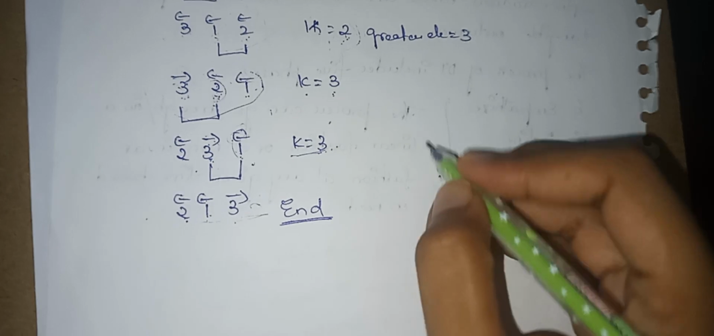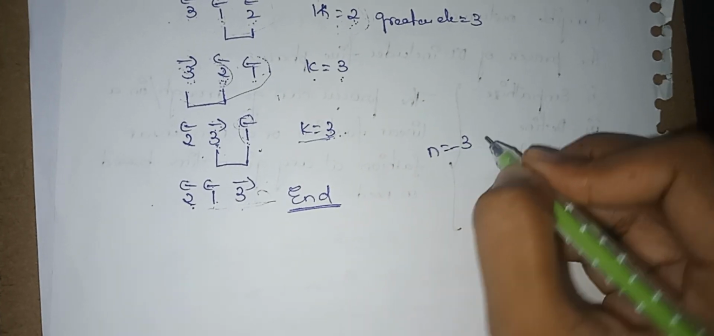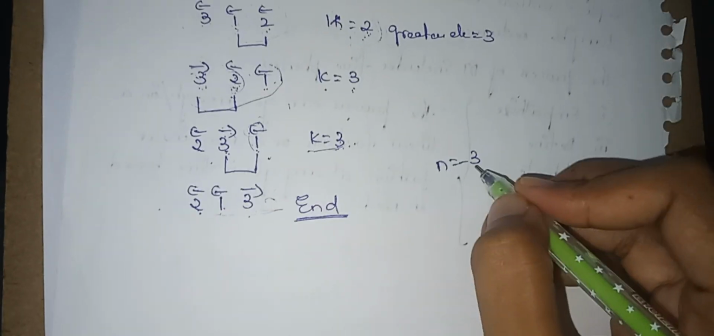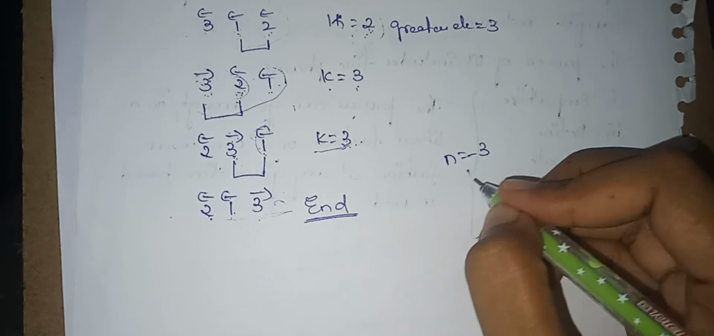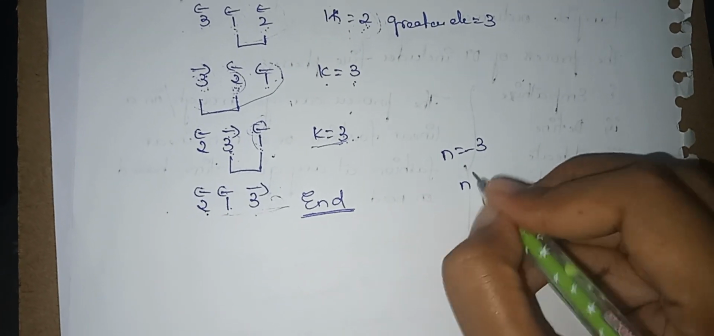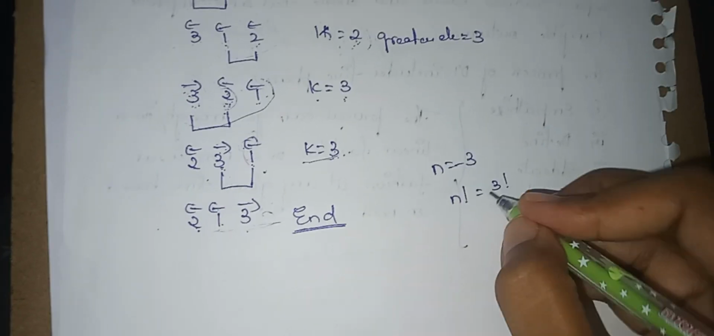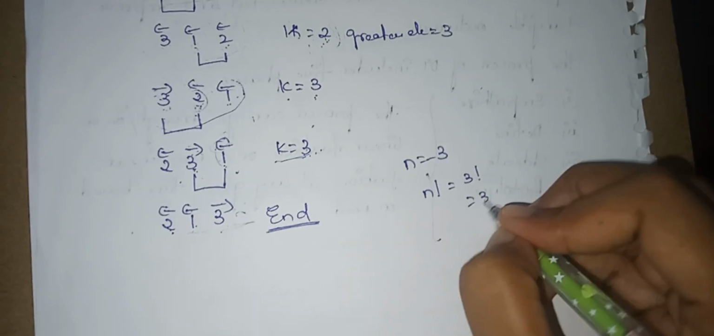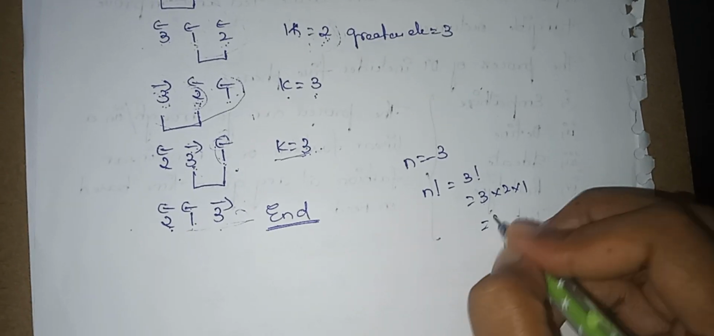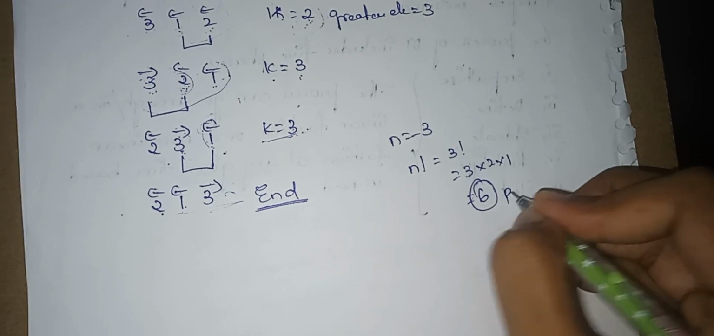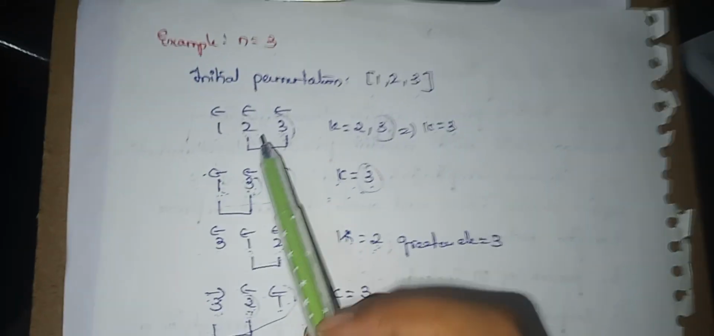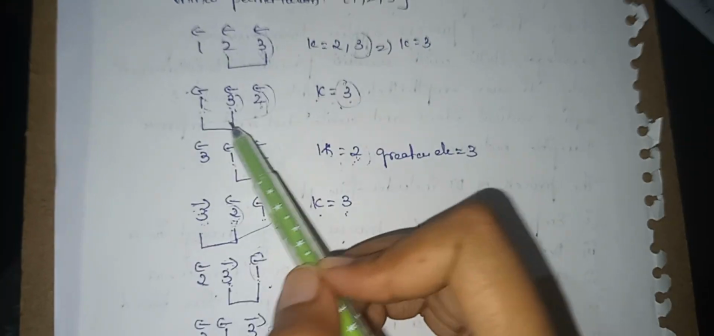So what is the input I have taken? N is equal to 3. So how many permutations can be generated? N factorial, that is 3 factorial, which is 3 into 2 into 1, which is equal to 6. So in total 6 permutations I should have. Now you can check: first permutation, second permutation, 3, 4, 5, 6. So I got a total of 6 permutations.